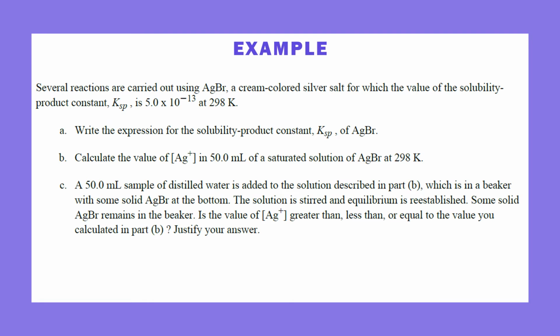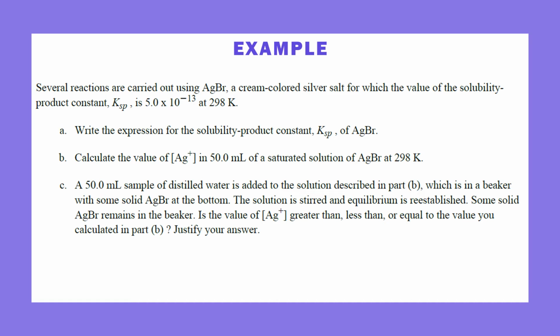Okay, so now here's a different pre-response question. Several reactions are carried out using silver bromide, a cream-colored silver salt, and they give you the KSP value. Okay, so the other type of solubility in Unit 7 is KSP. Write the KSP expression for AgBr.